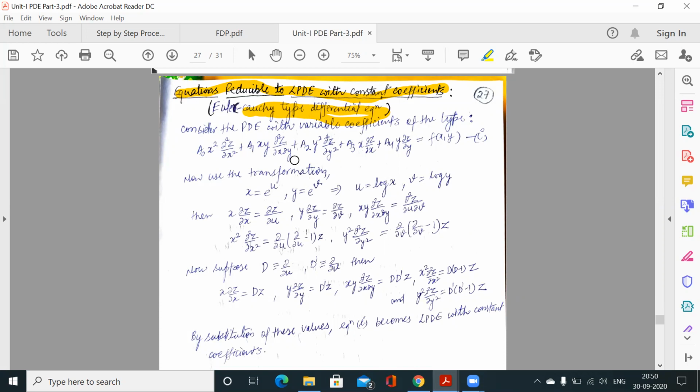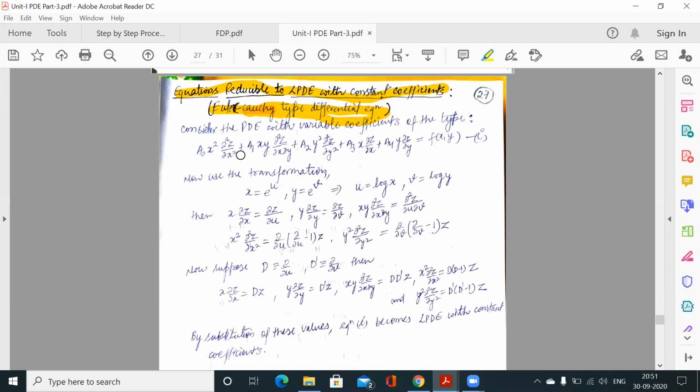So it is not that any LPDE with variable coefficients can be converted to an LPDE with constant coefficients, but a particular type, which is called Cauchy's differential equation or Euler's Cauchy. Some say Euler's Cauchy, and some authors say only Cauchy's type differential equation. It is the similar equation as you studied in differential equations.